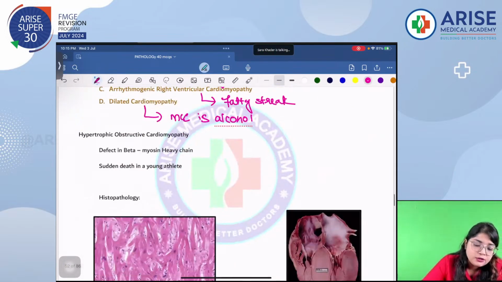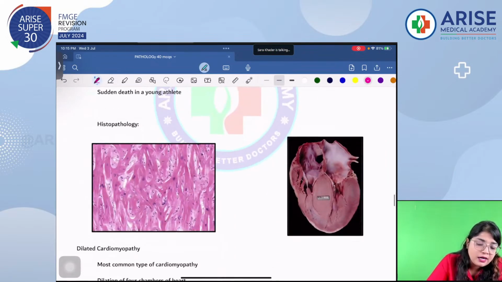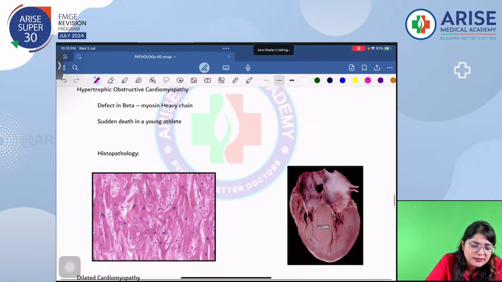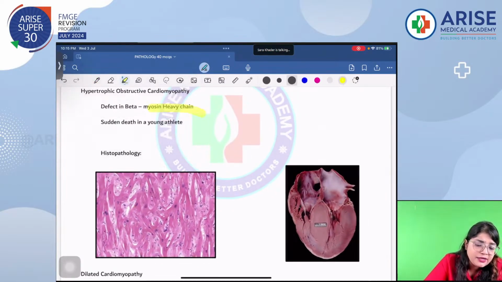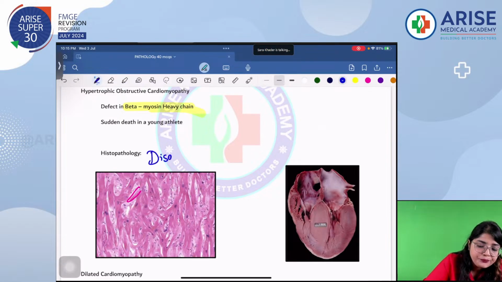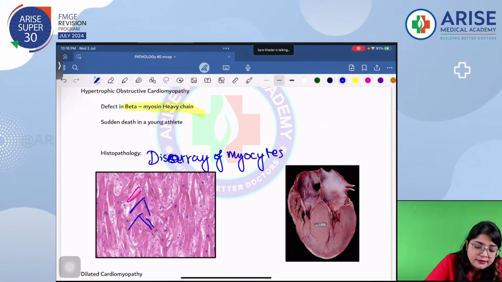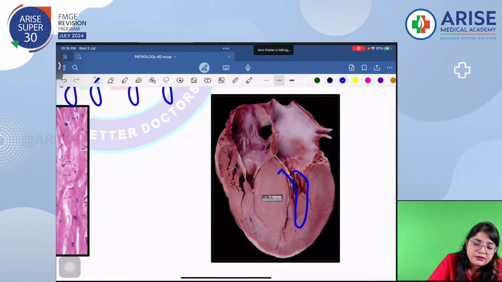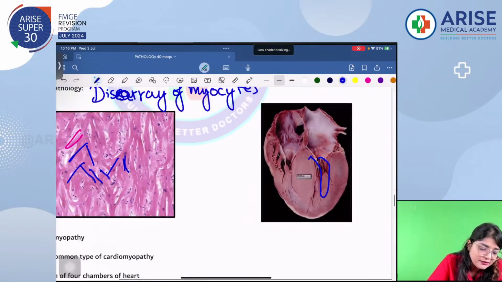Okay. So remember your hypertrophic cardiomyopathy, there is a sudden death in a young child. There's a defect in beta myosin heavy chain. And you can see this myocyte disarray, right? There is a disarray of myocytes, where the myocytes are going here, there. Okay, you can see this. This is known as the ying-yang appearance. Plus this ventricle is the banana-shaped ventricle, right?